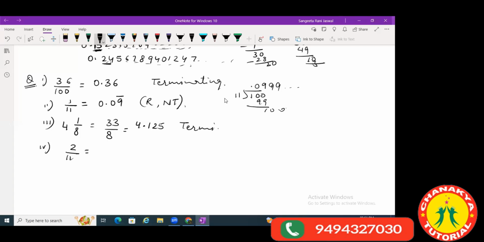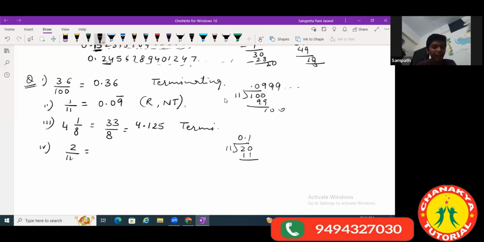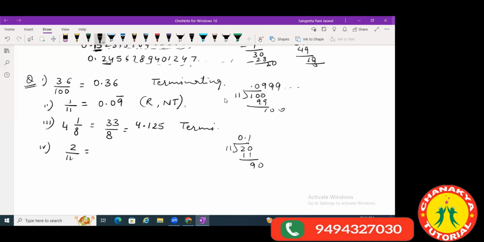Then let's try the next one, 2/11. When you divide 2 by 11, let's check what you get. 0.1, 8, 1, 8, so you get 2 again, that means this will be repeated. 0.18 bar. So this is non-terminating and repeating, right? The leftover questions, I want you to try. I have shown you some questions on the same lines. You have to try the rest of the questions.